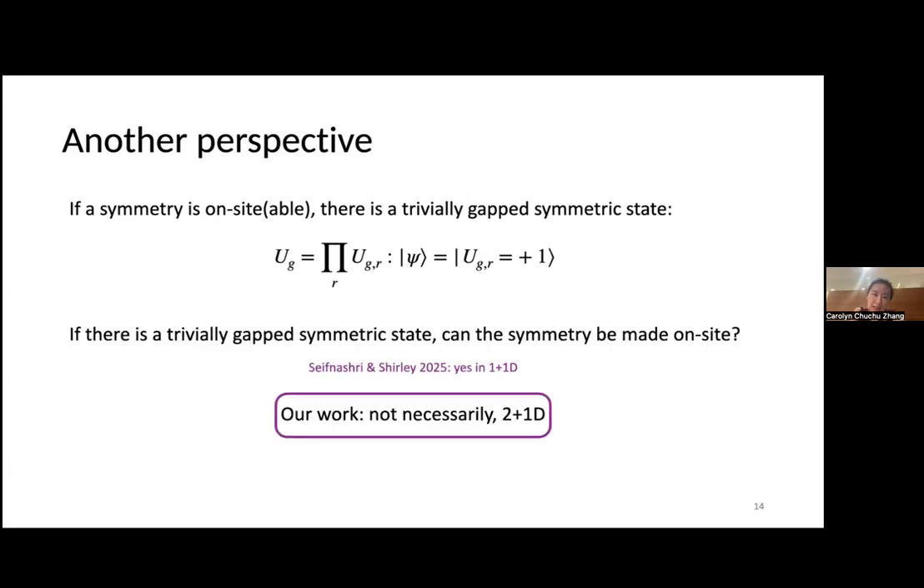However, you might ask the converse. If there's a trivially gapped symmetric state, can the symmetry be made onsite? And a reframing of what I was trying to say previously was that in 1+1D that's true. In 2+1D that's not necessarily true.